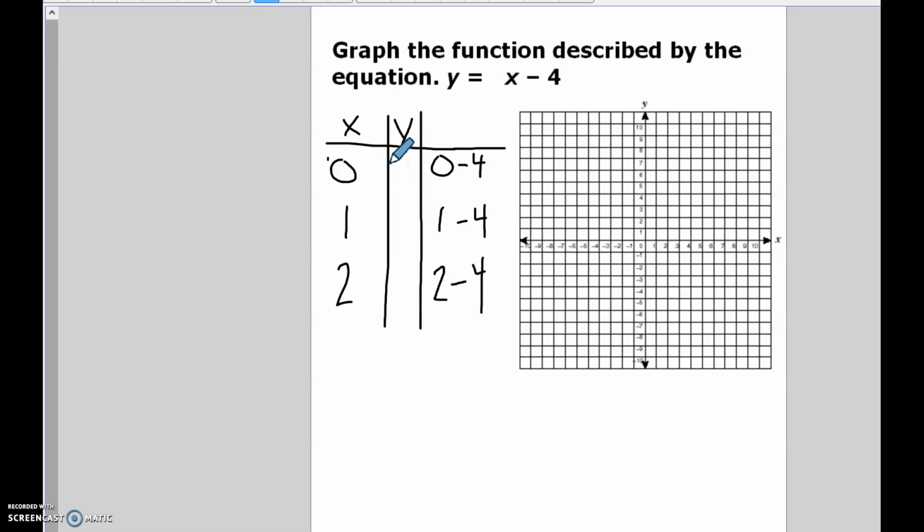Use your calculator to double check, but 0 minus 4 is negative 4. Then we have negative 3 and negative 2. We see a pattern. Now we're going to graph this. Slide 0, drop it down to negative 4. Slide to 1, drop it down to negative 3. And slide to 2, drop it down to negative 2. It's a straight line again, just in a different spot. And we connect it with a line and 2 arrows. So that's the graph of y equals x minus 4.